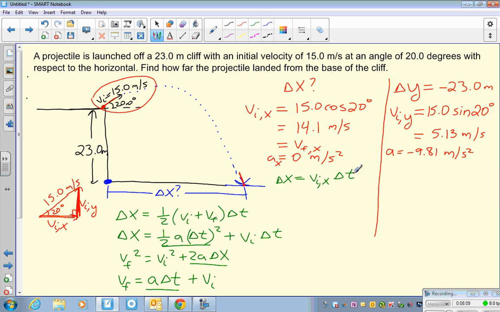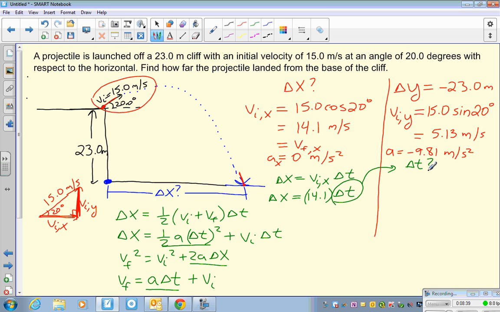Well, if we try to plug in what we know, delta x is what we're trying to find. vi in the x direction is 14.1 meters per second. And we don't know delta t. Well, what that means is our mission is now to find delta t. But since we have no more equations in the x direction, we need to start looking in the y direction to figure out what delta t might be.